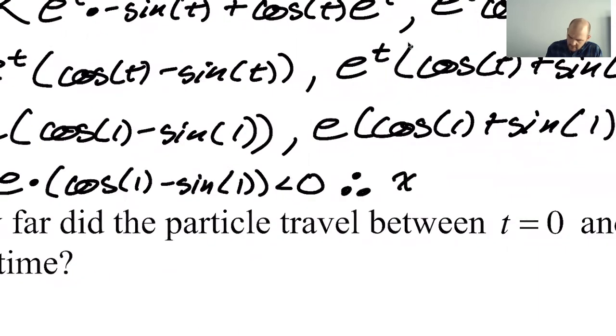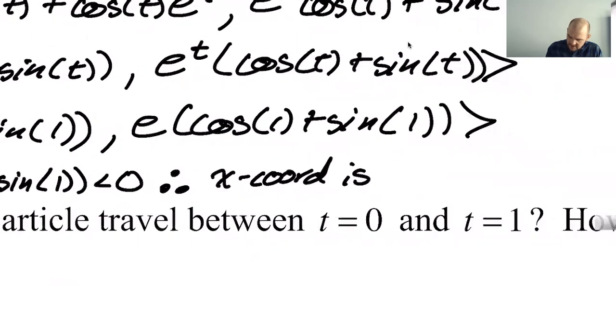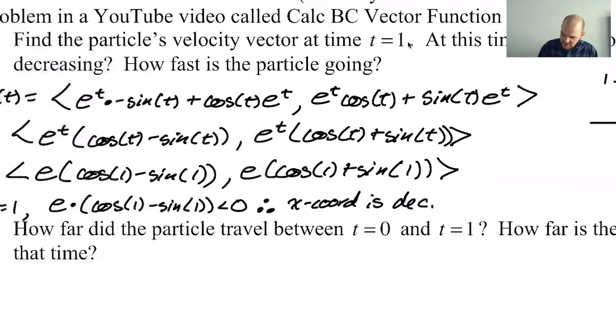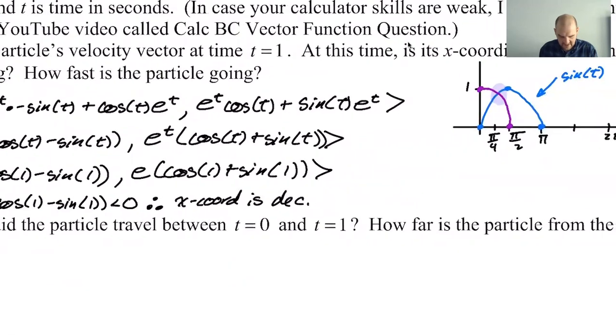Therefore, x coordinate is decreasing. Okay, I think we got that. You had to do a little analysis of the graph there, though. So that's the thought process.